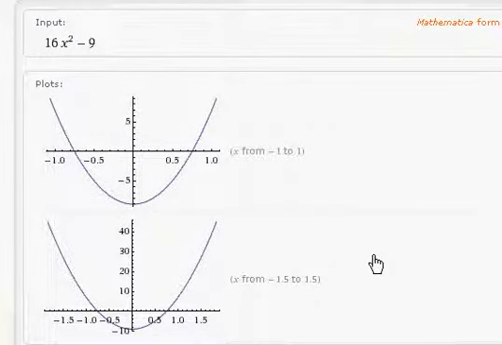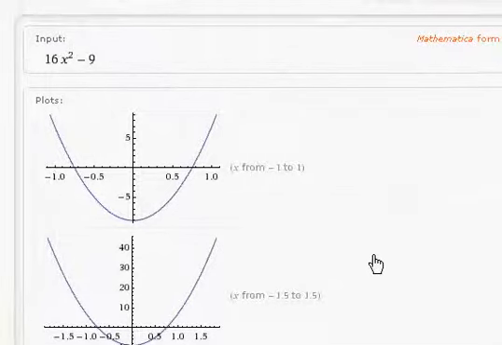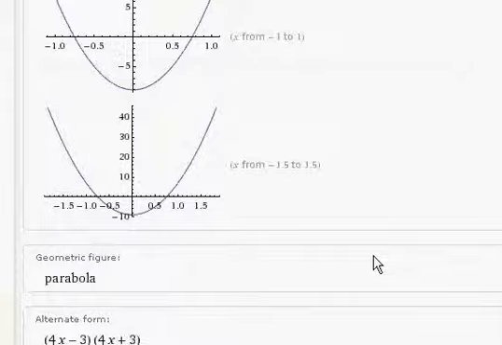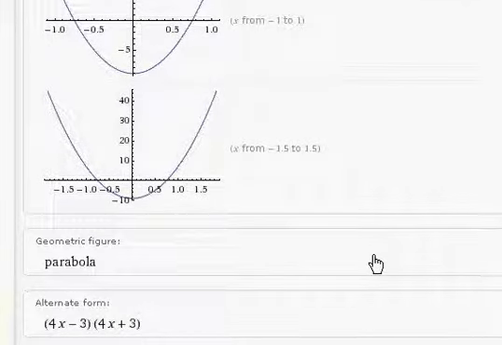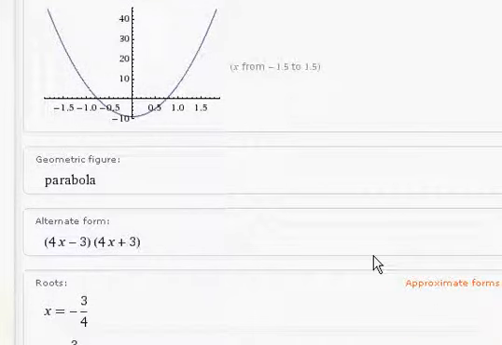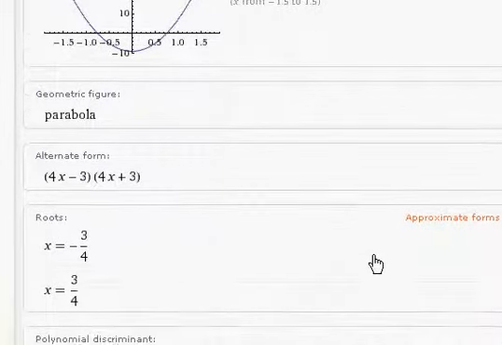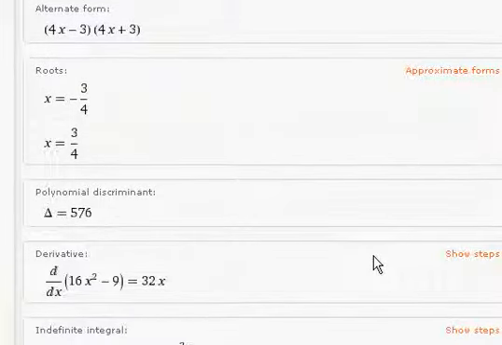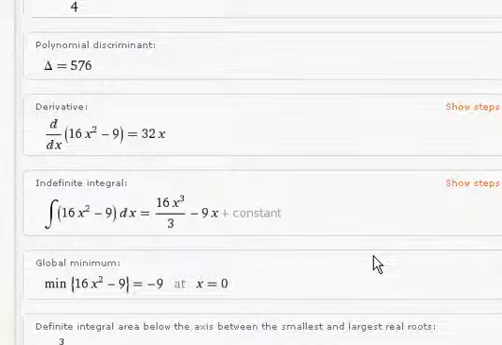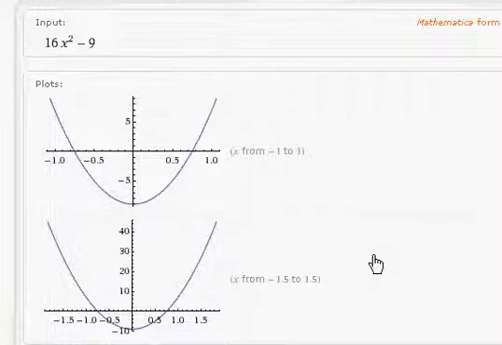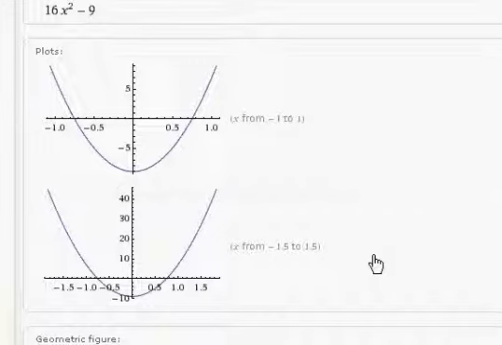We get the parabolas, of course, because it's squared. And here's the alternate forms: 4x minus 3, 4x plus 3, which is what we just did. And there are the roots, x equals negative 3/4 and x equals 3/4. There's the polynomial discriminant, and there are the derivatives and indefinite integrals, etc. So, yeah, 16x squared minus 9 is what it looks like.